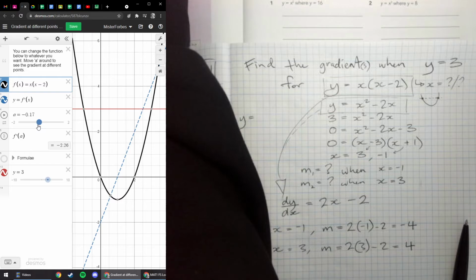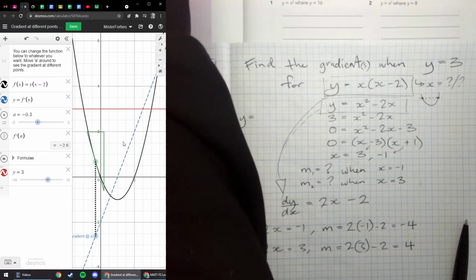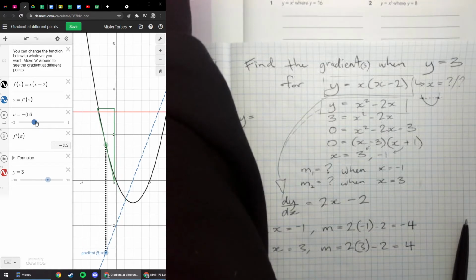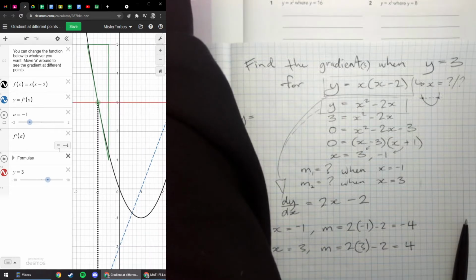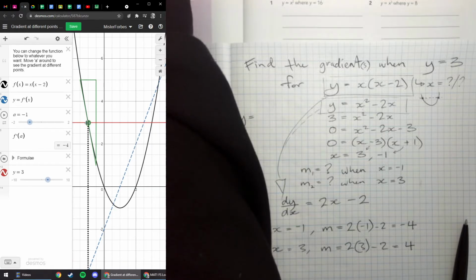And when we substitute into the derivative, I'll turn this on real quick. When we substitute this value in, so that was when x equaled negative 1, we can see that the gradient is negative 4. So at that point where x equaled negative 1 for that first y value, the gradient there is negative 4. See that triangle's angle? It's going down 4 and across 1.